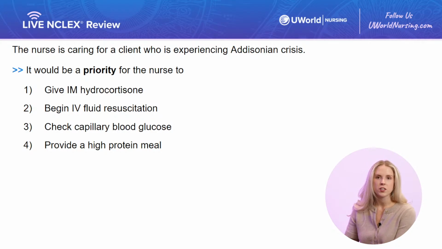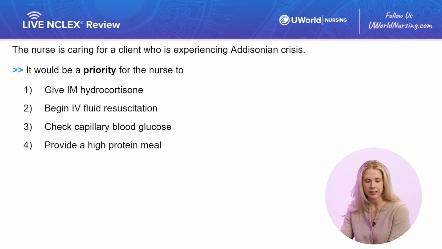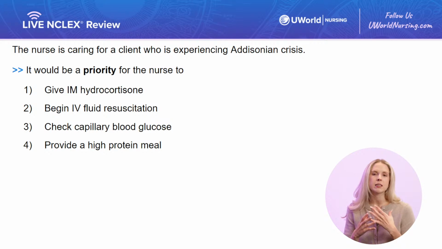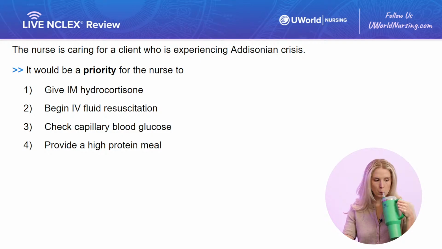Drop those answers in the chat. Let us know what you guys are thinking. This is kind of a tough one. It's a priority question. So even if these are all things that we're gonna do for this client, when we see priority, it means that one is the most important. One is gonna fix the root cause or get to the root issue, which means we're gonna need to do it first. So drop those answers in the chat. Let me see what you all are thinking.